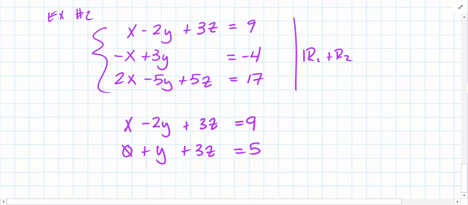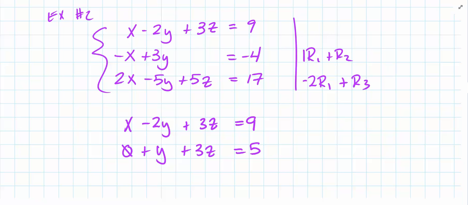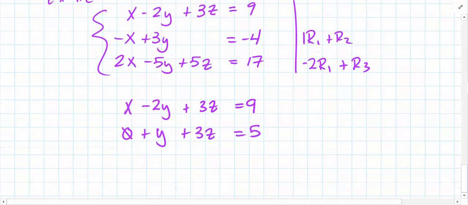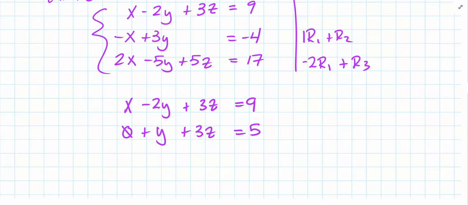Now, what do I want in row number 3 in the first position? I want to get a 0. So how could I get rid of that? Let's do negative 2 times row 1, and add that to row 3. Notice you're telling me what you're doing on the right-hand side with that notation so that we can follow it into the line below it. So negative 2 times row 1 plus row 3 is designed to give me a 0 here.